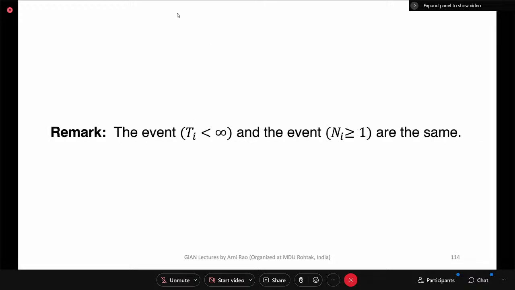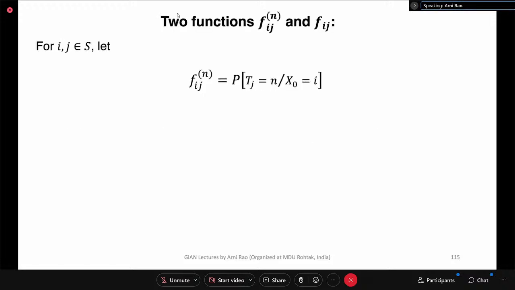So Ti less than infinity means Ti is finite, and Ni greater than or equal to 1; both are the same. Because Ti less than infinity means the state i has been reached by the random variable. That means Ni is 1 or more than 1, the number of times reached. So Ti is finite means Ni is greater than or equal to 1. Both are the same. So based on that, we define two more functions.